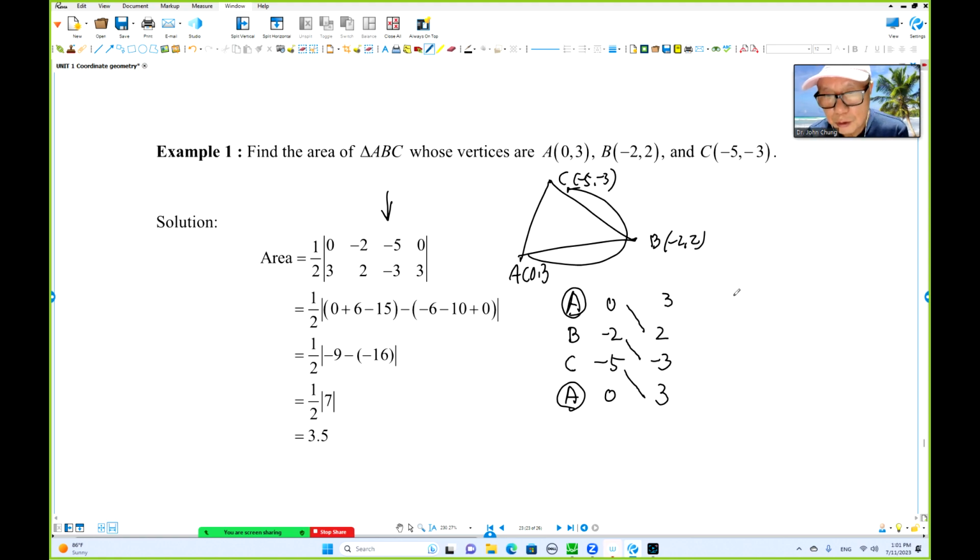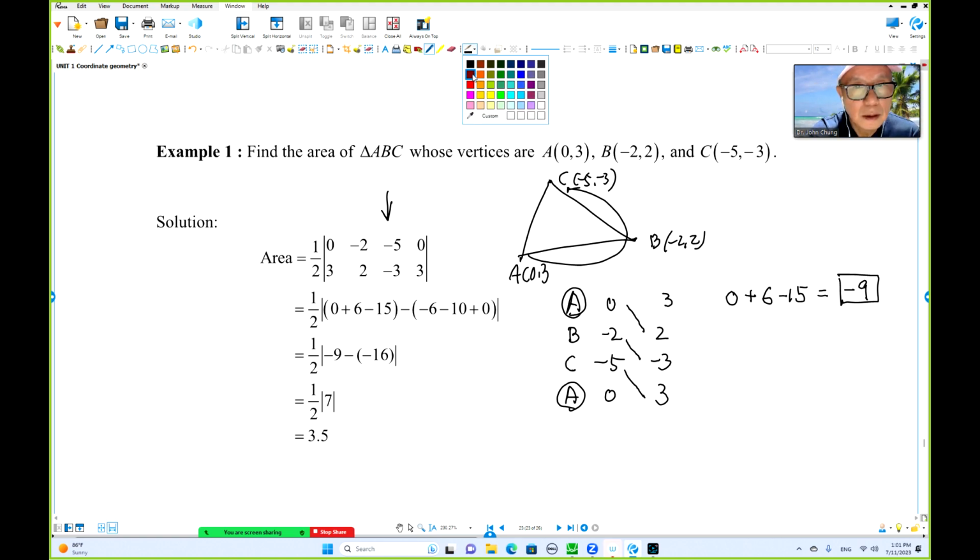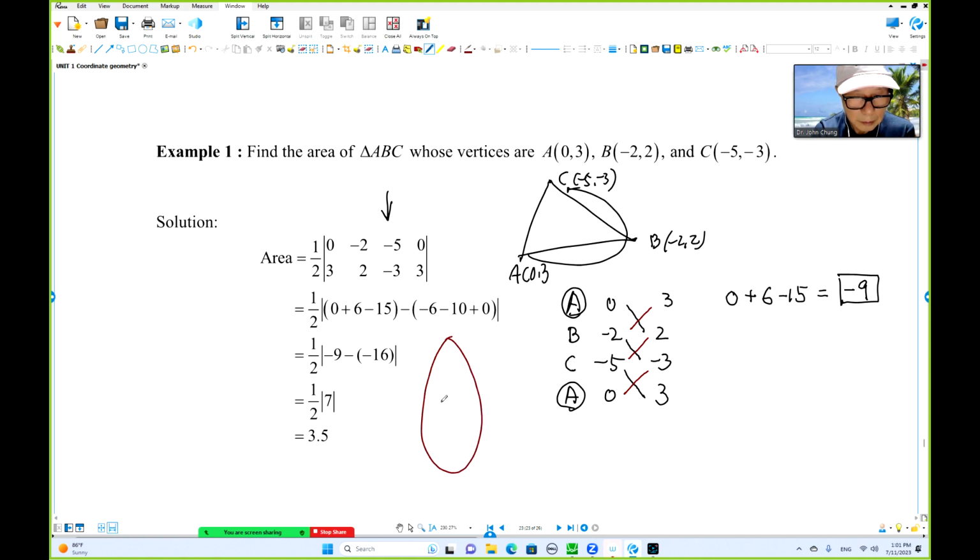0 times 2 is 0. Negative 2 times negative 3 is what? 6. Negative 5 times 3 is negative 15. What is the sum of this one? Negative 9. Keep this one. Now, right to left. Here, here, here. This is shoelace, right? This is sneakers, shoelace.